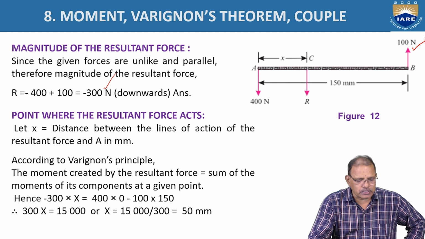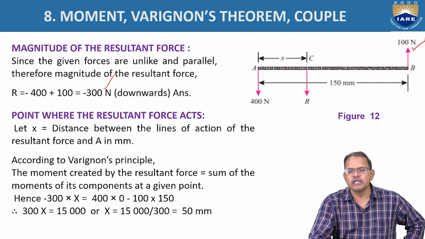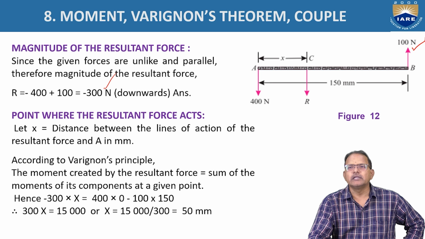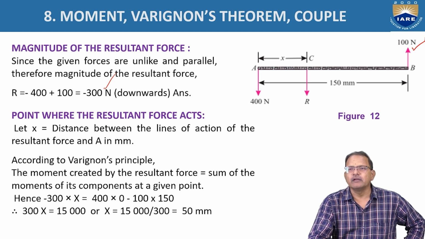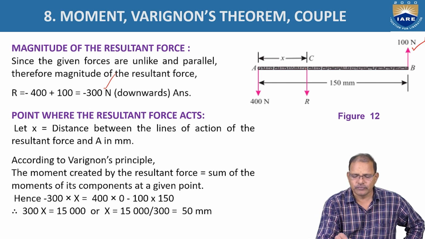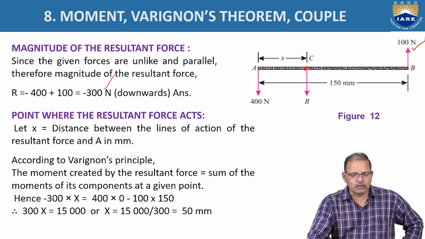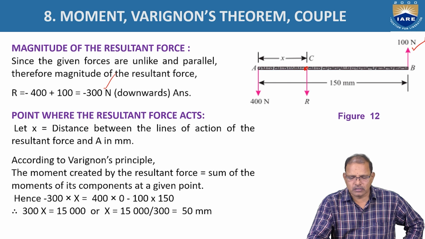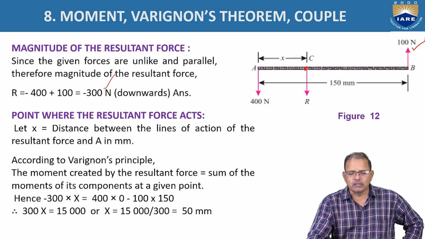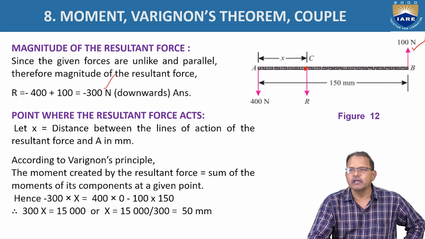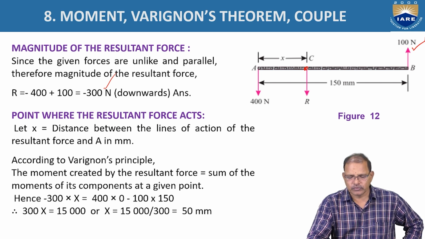Now, in order to determine the point at which the resultant force is acting, let x represent the point at which the resultant force is acting from point A as shown in the figure. Now, according to the Varignon principle, the moments created by the component forces acting at any point should be equal to the moment created by its resultant at that point.